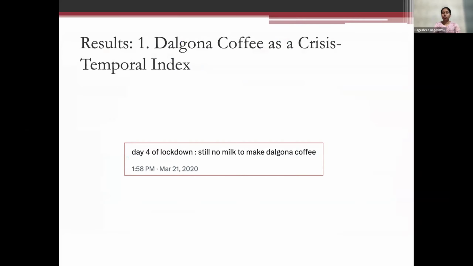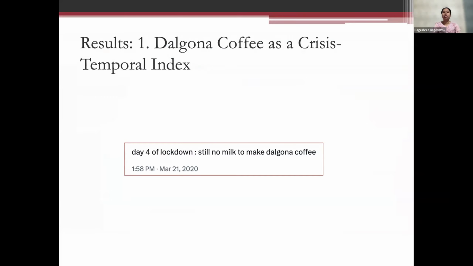So now I'll share my results. These results are categorized according to the 5 macro themes. The first theme is Dalgona coffee as a crisis temporal index. In the center is a screenshot of a tweet. So this is the tweet: day 4 of lockdown, still no milk to make Dalgona coffee.